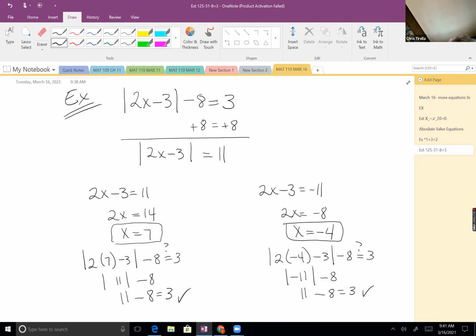Again, get that absolute value symbol all alone on one side, and then rewrite it as two equations. For each of the equations, on the side with the absolute value, we're just eliminating the absolute value bars. In one equation, we leave the other side alone. And in the other equation, we take the opposite of the other side. Any questions?